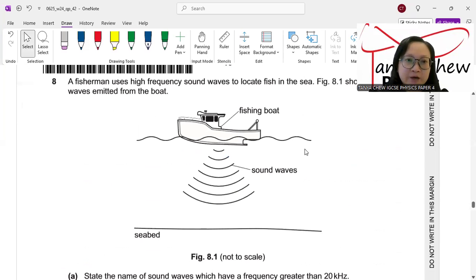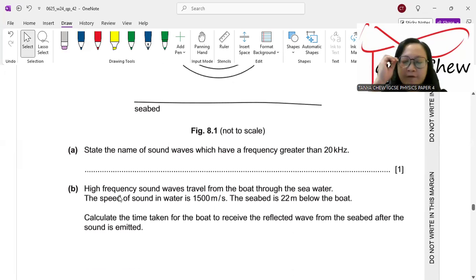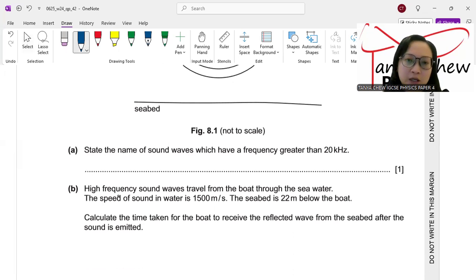Now, question number 8. A fisherman uses a high-frequency sound wave to locate the fish in the sea. Fig 6.1 shows the sound waves emitted from the boat. A, state the name of the sound wave which has a frequency greater than 20 kilohertz, above our audible range. That is being called ultrasound.